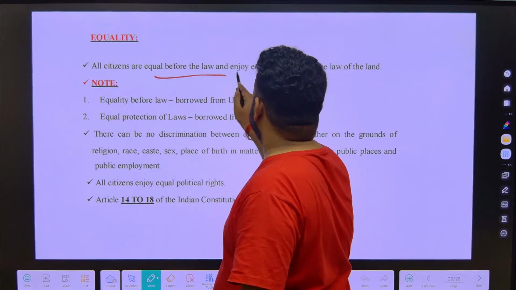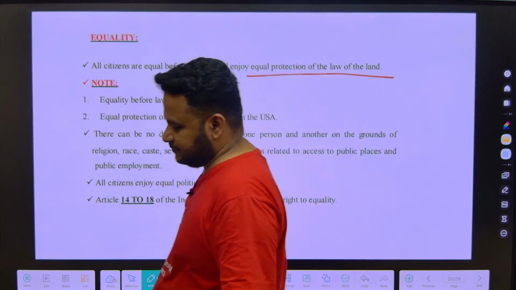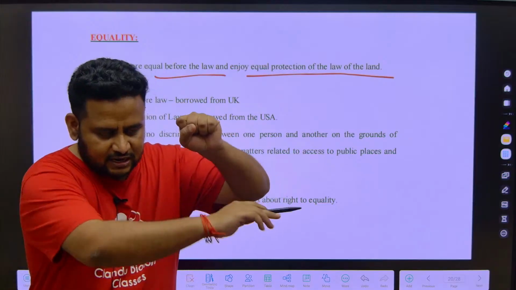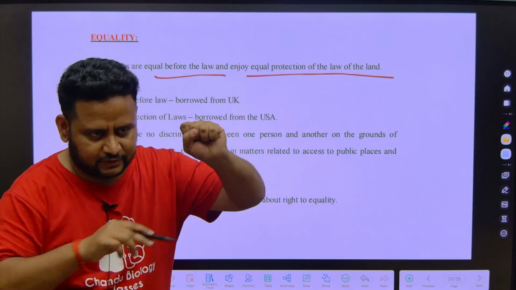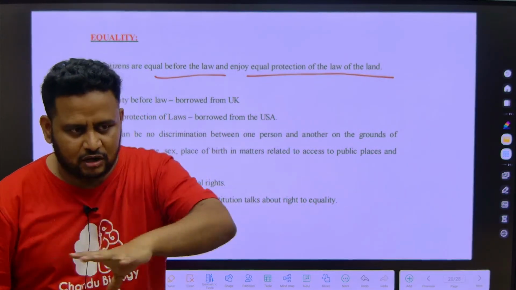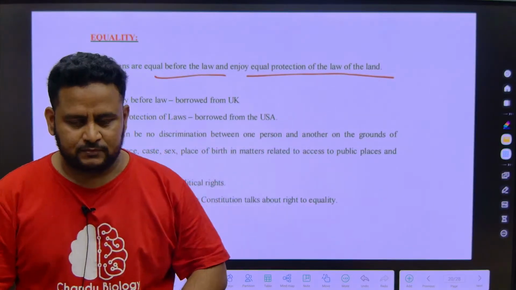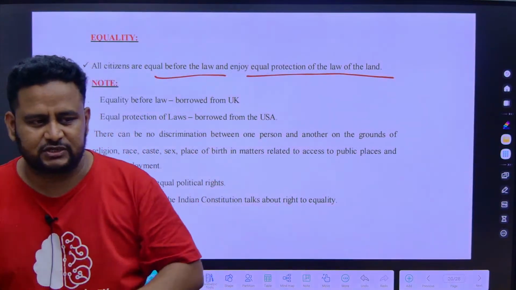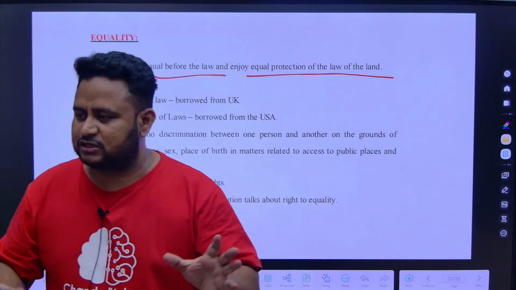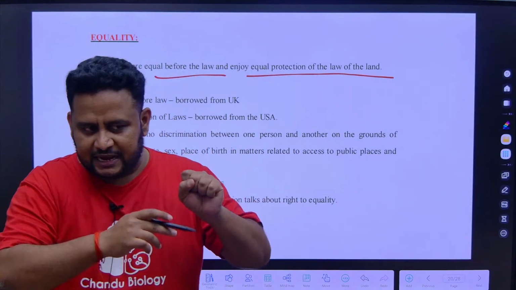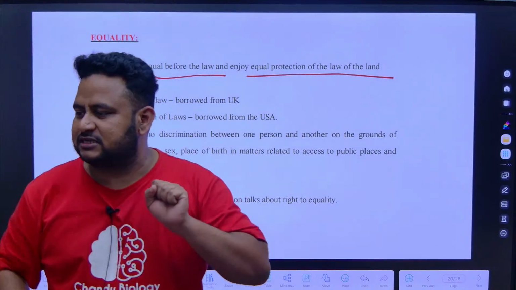All citizens are equal before law and enjoy equal protection of the law of the land. That is, if a law is there, everyone is equal before this law. And under this law, you all enjoy equal protection. Just because this law is there, you will not enjoy more protection, you will not enjoy less protection. You will enjoy equal protection. You all are equal and the law is applicable equally. That is the meaning of it.